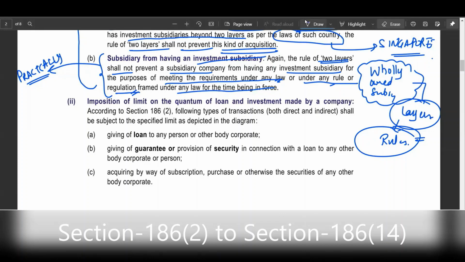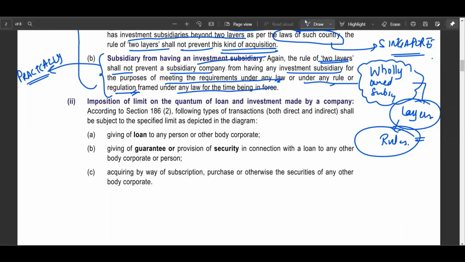Now let's head to section number 186 subsection 2 to 186 subsection 14, which basically talks about the second part of this section, which is quite important, and you can expect at least 6 to 8 marks question from this section as well. So be more careful with this part of your section. All right. So in simplicity, it talks about loans, guarantees, securities, and investment.